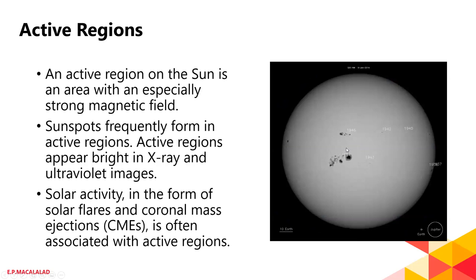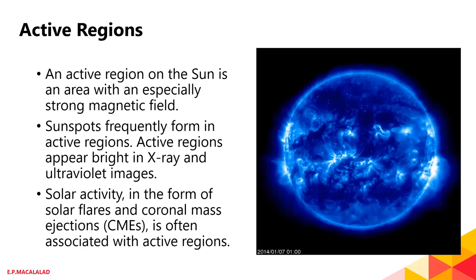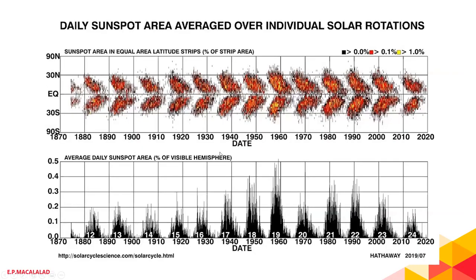when these sunspots are mapped as a function of time and latitude, actually there is some form of a pattern. We call it a butterfly pattern. So throughout the years, when the sunspot areas are averaged over individual solar rotations, at different times of the year, this is the solar latitude. So you will notice that the sunspots are formed usually at the mid latitudes, and then they progress towards the equator.